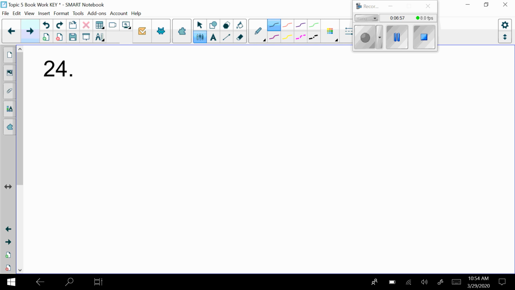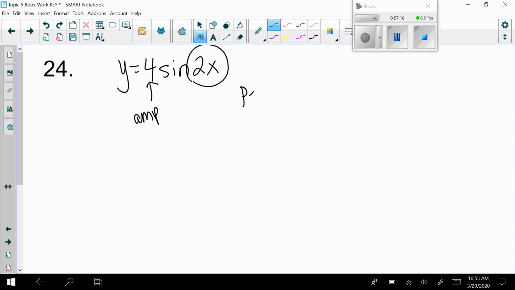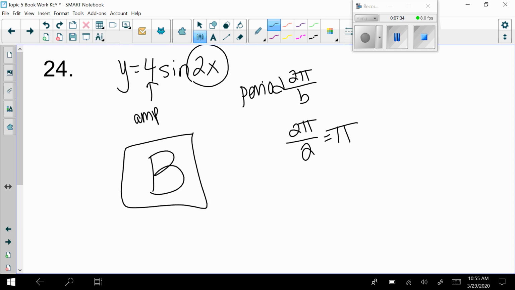Okay, 24 on the next set of pages here is just a multiple choice question. For the multiple choice question, it says which one of the following is true about the graph of y equals 4 sine 2x. So obviously that's the amplitude. And this is going to give me the period. So period is still always 2 pi over b. 2 pi over 2, which means the period of that would be pi. So which one says that? It's looking like it is choice B. Yay.